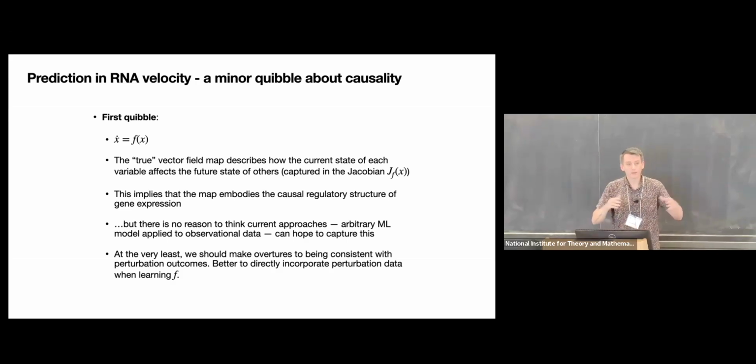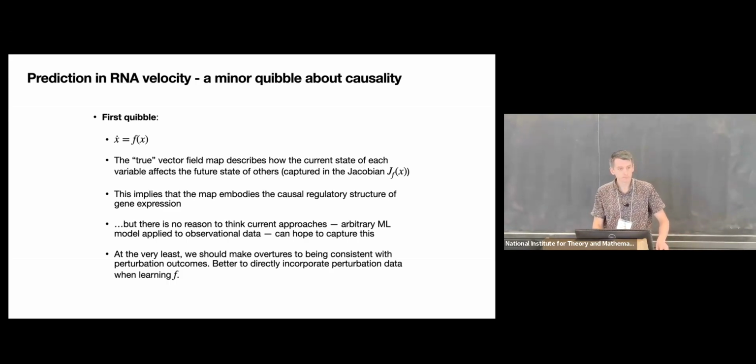But the way that the functions are learned right now, there's no reason to really expect them to be able to capture that structure. It's arbitrary ML models applied to observational data. And so that just doesn't sound like a good recipe to recapitulate the complex regulatory structure across multiple different states. So that's my first quibble: the causal structure should be baked in there, but the way that we run the experiments and design them, I don't really have any expectation that they will actually be able to recapitulate that.